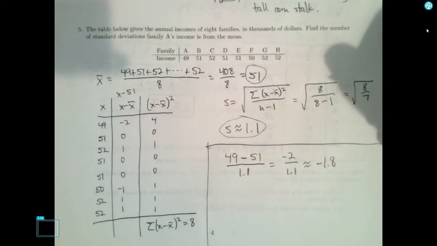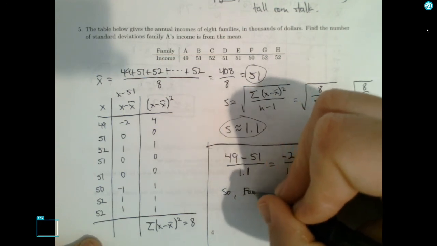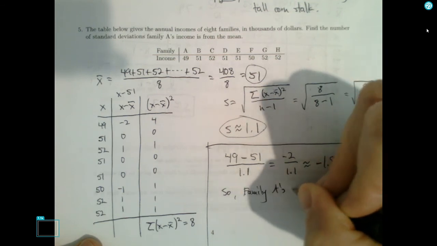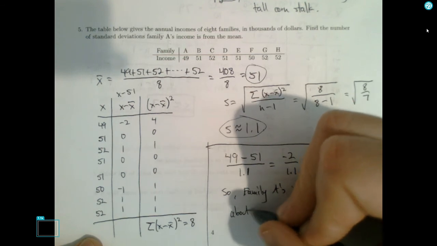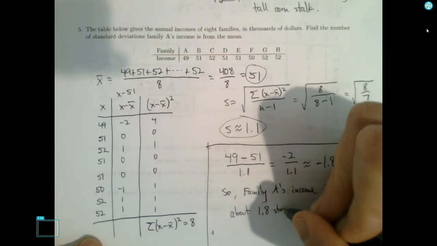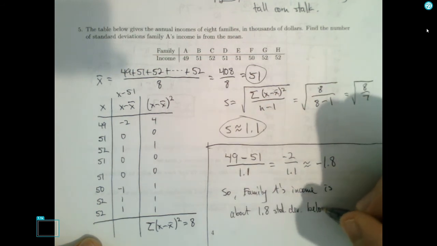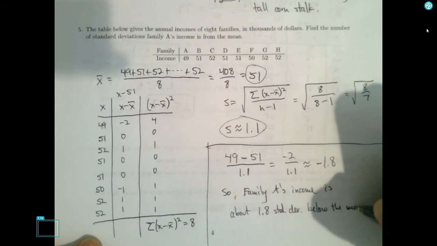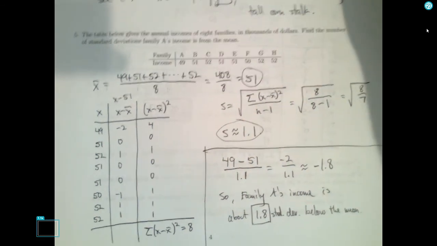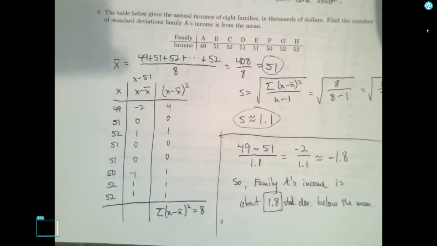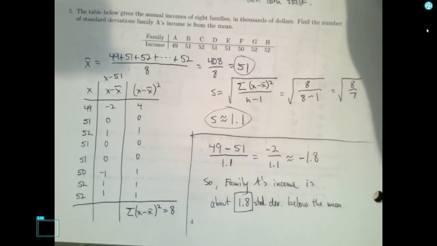So family A's income is about 1.8 standard deviations below the mean. Okay, so that's that.